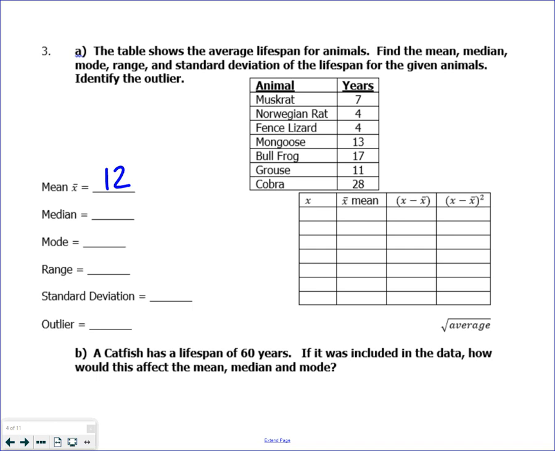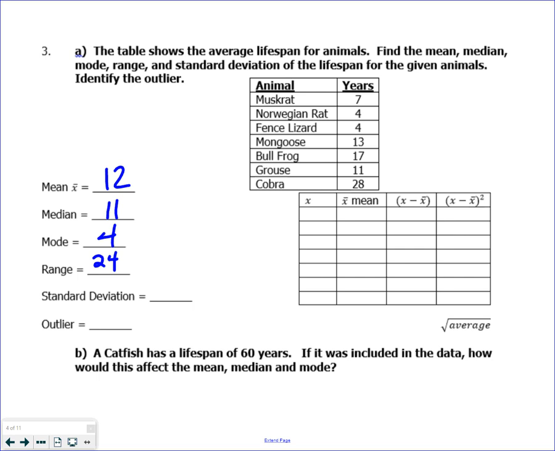Put the numbers in order, find the number in the middle. 11 ends up being the number in the middle. Mode, there's only one number that happens more than once, so the mode is 4. Range, highest number to lowest number. So the range, the highest number is 28 and the lowest number is 4, so the range is 24.